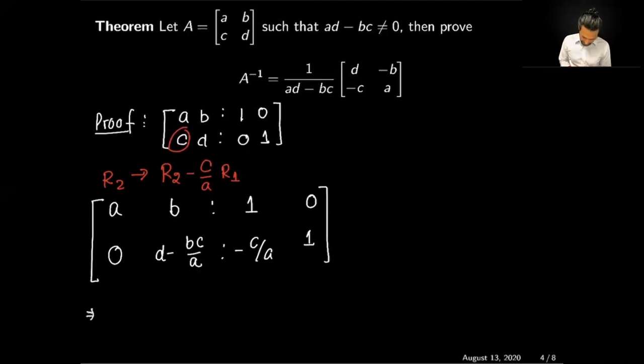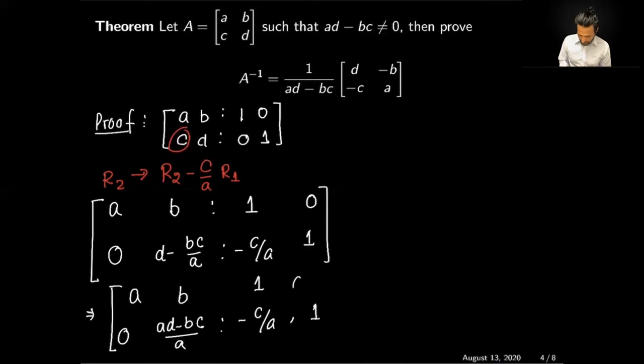I will simplify the expression a little bit. So this is A, this is B, this is 0, this is D minus BC divided by A. This is minus C divided by A, and this is a 1. This is a 1, 0. This is our simplification of the expression. Now let's apply the operation on R1 to eliminate this entry, which is B.